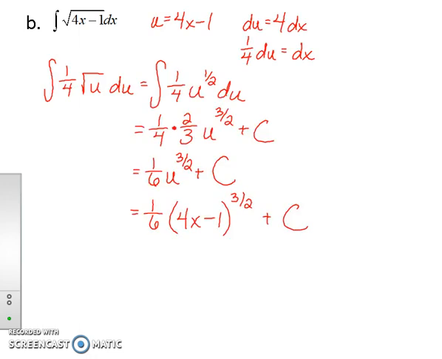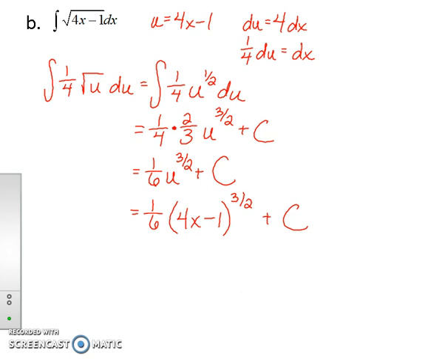All right, so hopefully you chose the same u that I did, 4x minus 1, since it was under that radical there. 4x minus 1 was your inside function, which made du 4 dx. Then you had to bring the 4 to the other side, so you had 1/4 du is dx. I replaced my 4x minus 1 and my dx in terms of u, changed my square root to a 1/2 power, and then I just did reverse power rule.